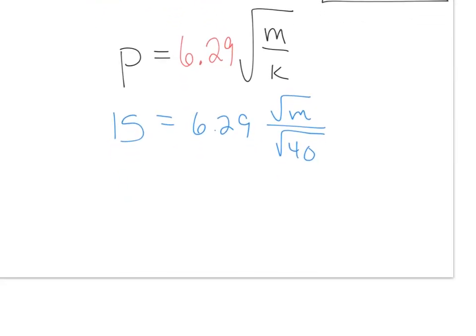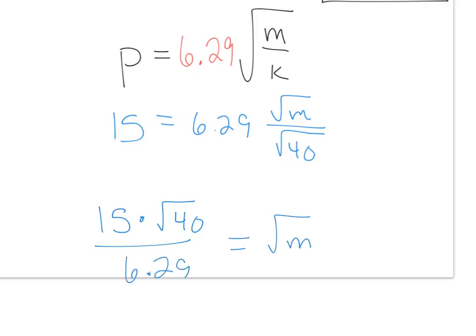So let's move the root 40 over and move 6.29. How do I get m? Square both sides. Okay, m will turn out to be 228 kilograms.